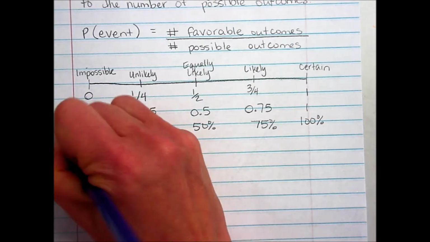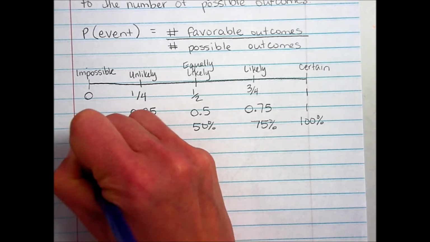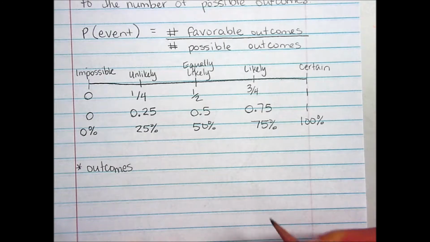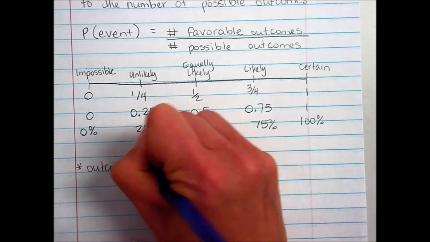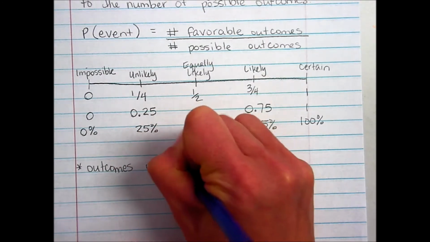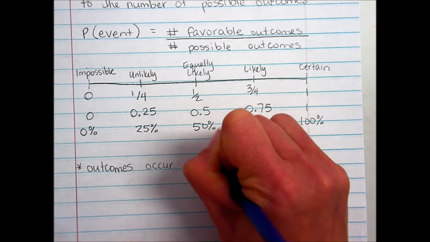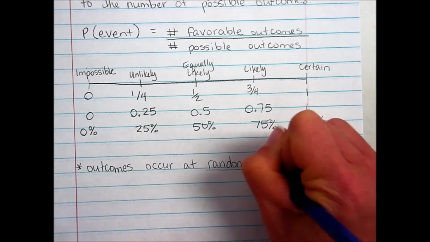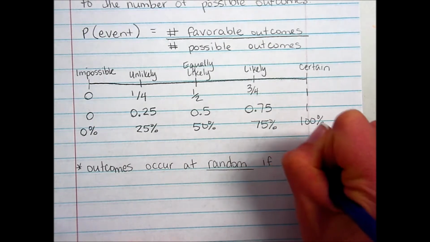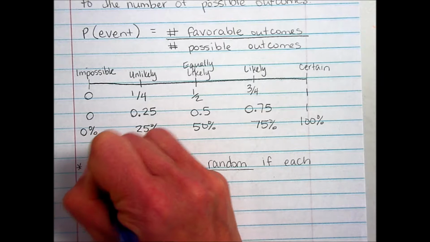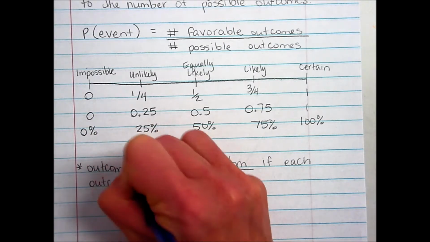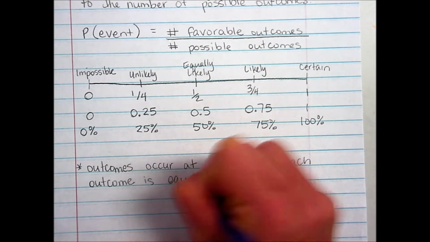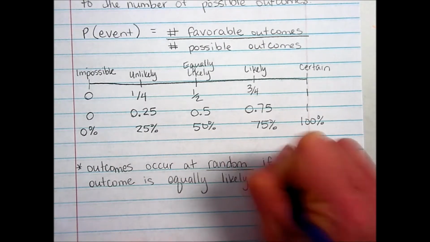Something else for you to note. Outcomes, which remember is the way something turns out, occur at random if each outcome is equally likely to occur.